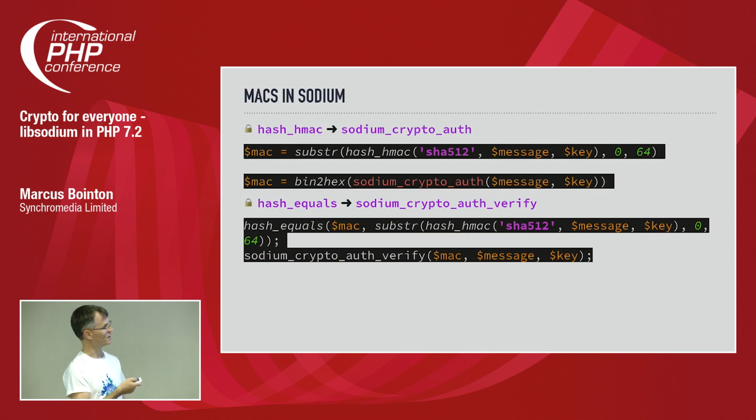The other difference with the Sodium one is it actually gives you the answer back as a binary string. So it's actually the raw binary value of the hash rather than it being a hexadecimal representation of it. So just to make them look the same, I'm applying the bin2hex function here, and you actually get exactly the same result out of those two.